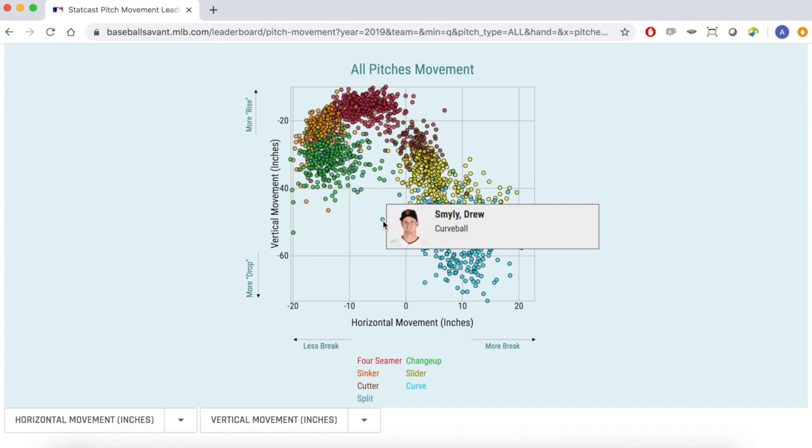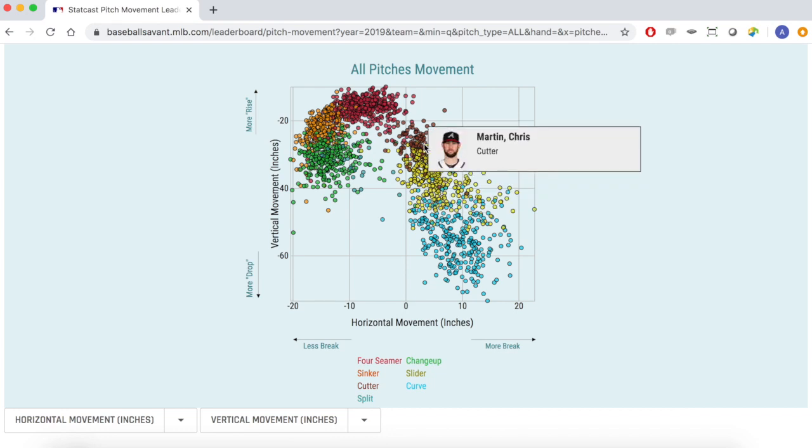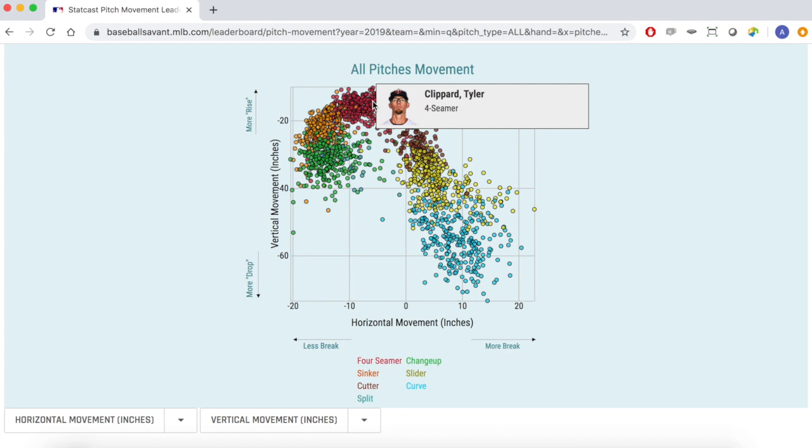Obviously, curveballs drop the most, and then you go up and you get into sliders that don't drop quite as much as curveballs, and you go up and down the line at the very top in red. Well, fastballs, four-seamers aren't supposed to drop at all. I really like looking at it this way just to really visualize how different pitch types are supposed to move.